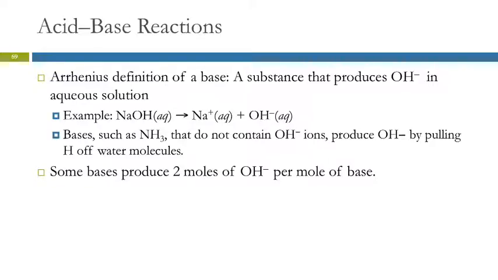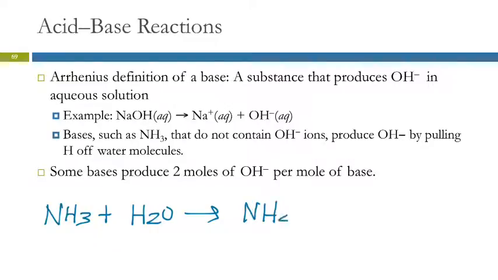How does that work? Well, NH3, we put that in water. What the NH3 is going to do is it's going to steal a proton from water. It's going to steal a hydrogen ion. So it's going to become ammonium ion, and then what's left of the water is hydroxide ion. So the ammonia produces hydroxide by stealing hydrogen ions from the water.